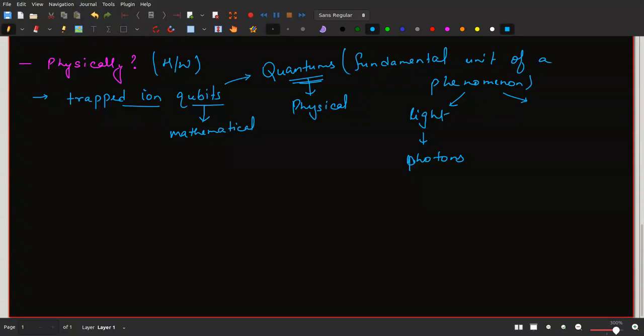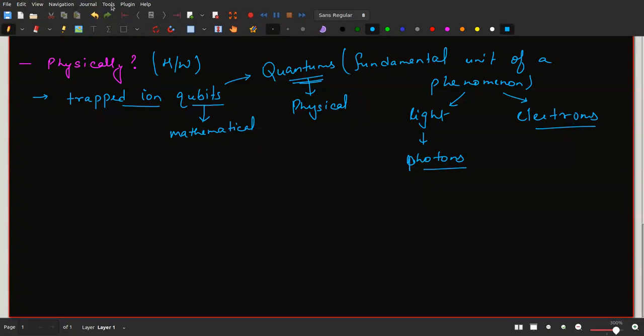Similarly, let us say electricity is there. Electrons also are considered as quantums because they are again a fundamental unit. So like this, a photon is a different quantum and an electron is a different quantum. Both we can use for implementing, let us say, qubits. Okay, so it is like this.